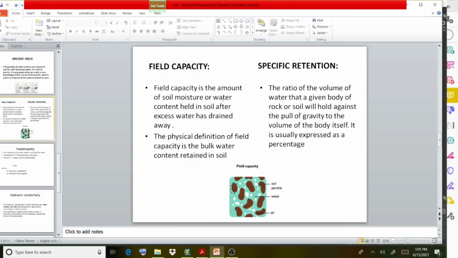Next one is field capacity. It is the amount of soil moisture or water content held in soil after excess water has drained away.